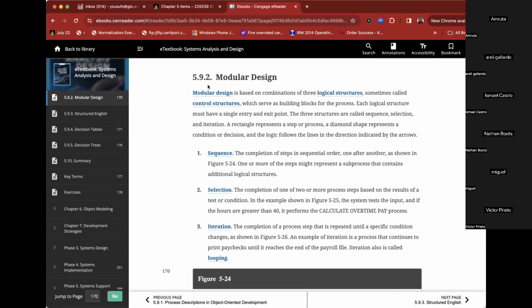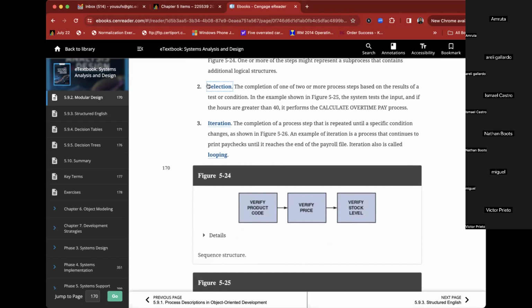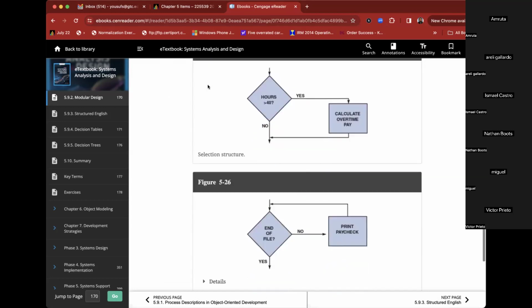Sequence, well, everything has to go in a flow. 1, 2, 3, 4, always 1, 2, 3, 4. Selection, on the other hand, allows you to make decisions like if conditions, switch cases, and iteration allows you to go in a loop. It could be precondition, postcondition, finite, infinite, doesn't matter. But it's a loop: for, while, do until, whatever the language allows. Okay? So sequence, selection, iteration.